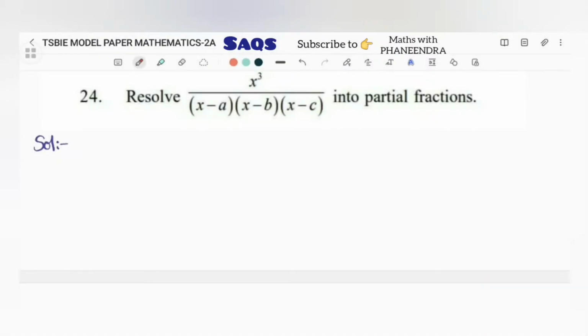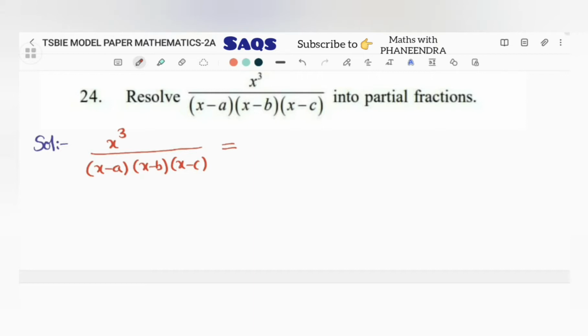Yeah, question number 24. This is also a partial fractions question, but the given fraction is an improper fraction. Why? Because the degree of numerator is 3, and the denominator degree is also 3. So degree of f of x is greater than or equal to degree of g of x, so the fraction is called an improper fraction. x cube by x minus a into x minus b into x minus c is an improper fraction. Whenever it is an improper fraction, how to write the partial fractions?